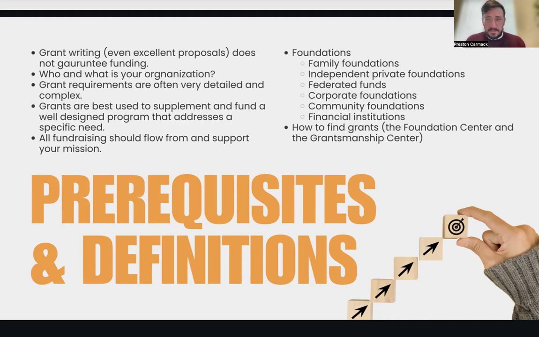Other things to think of here, there's different kinds of foundations. So they list family foundations, independent private foundations, federated funds, corporate foundations, community foundations, financial institutions. These are all types of foundations. And it's actually really helpful to know a little bit more about that. So I'd go back and read this chapter if I were you. Make sure, if you hadn't already circled some things and highlighted, this is really helpful to understand the different kinds of foundations and what they might be looking for.